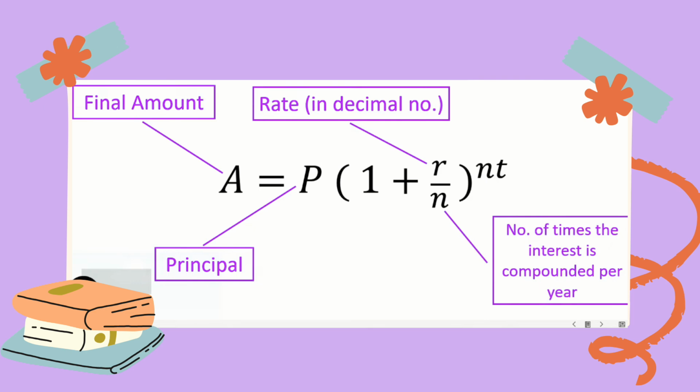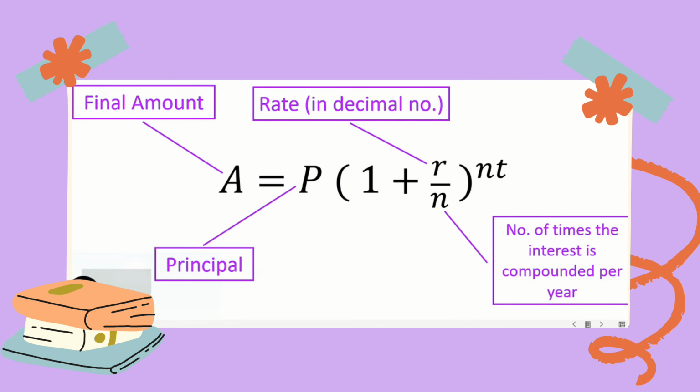So, letter P will be the puhunan. Yung R is the rate that is converted into the decimal number. And N is the number of times the interest is compounded per year. So, depende yon. So, pag sinabi natin quarterly, sa loob ng isang taon may 4 na quarter.